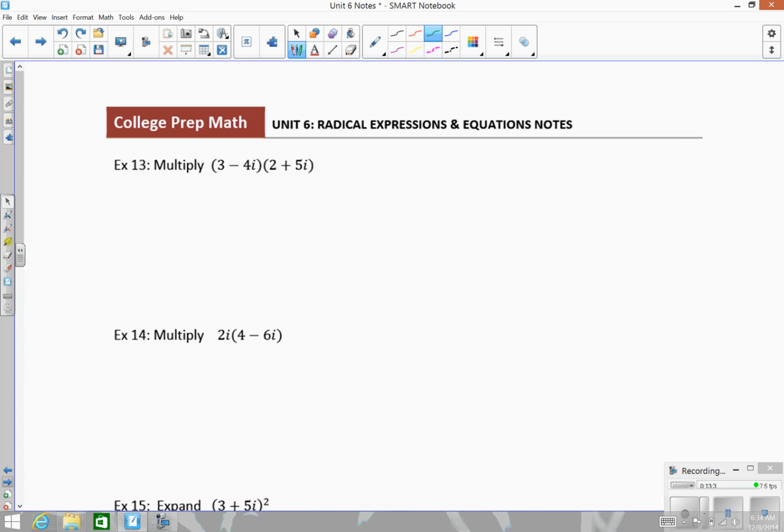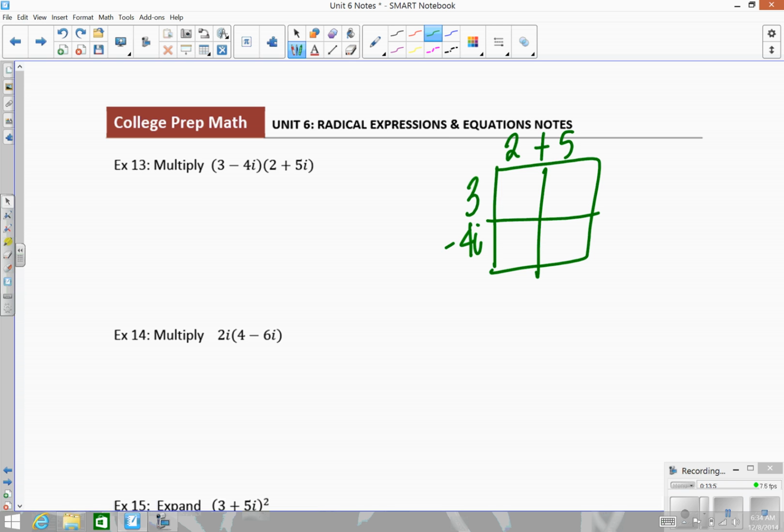The next thing is multiplying. We're going to treat this the same way. We're going to apply the box just like we did when we multiplied binomials with x's. So it's basically the same thing. The only difference is you have i's, and you just have to remember that i to the second can reduce to negative 1, or any other powers of i you can reduce. So go ahead and you just multiply.